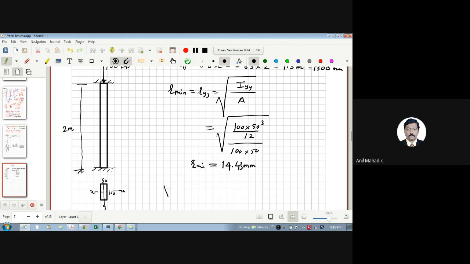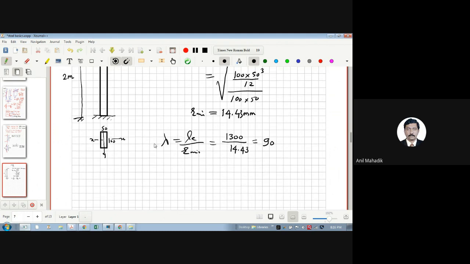Now what is lambda then? L effective upon R minimum. So L effective is 1300 mm divided by this 14.43. How much is the number? Lambda, how much will it come? 90. 90 slenderness, right?